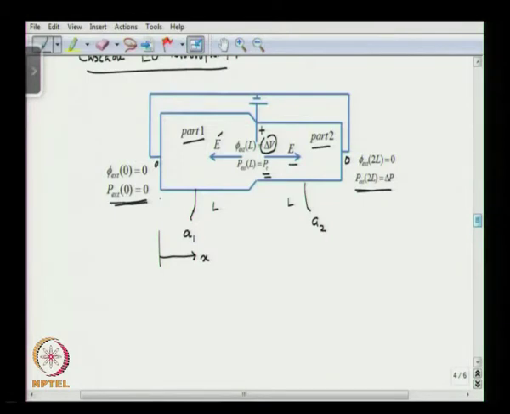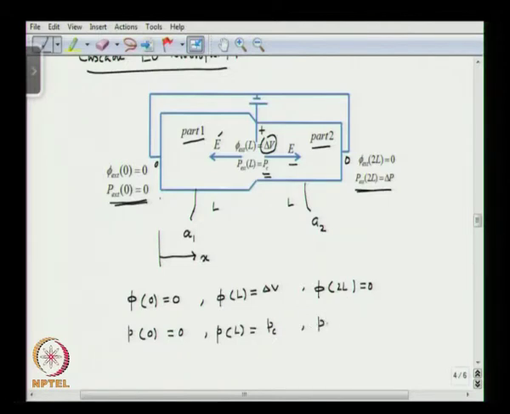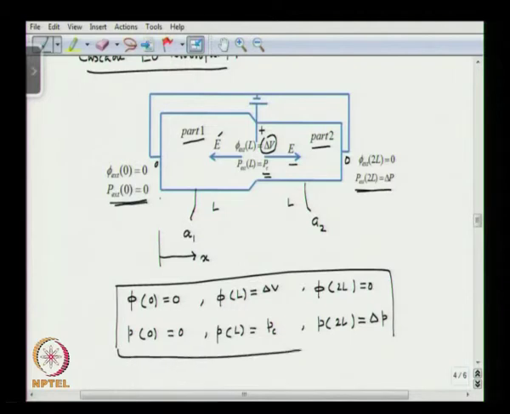So we see that phi at x equal to 0 is 0 and pressure at x equal to 0 is 0, and phi at x equal to L is going to be delta V and P at x equal to L is some Pc, okay, and phi at x equal to 2L is going to be 0 and pressure at x equal to 2L equal to delta P, okay. So these are the boundary conditions, and we apply that to this situation here where we have two channels in series and we have the potential difference as shown here, okay.